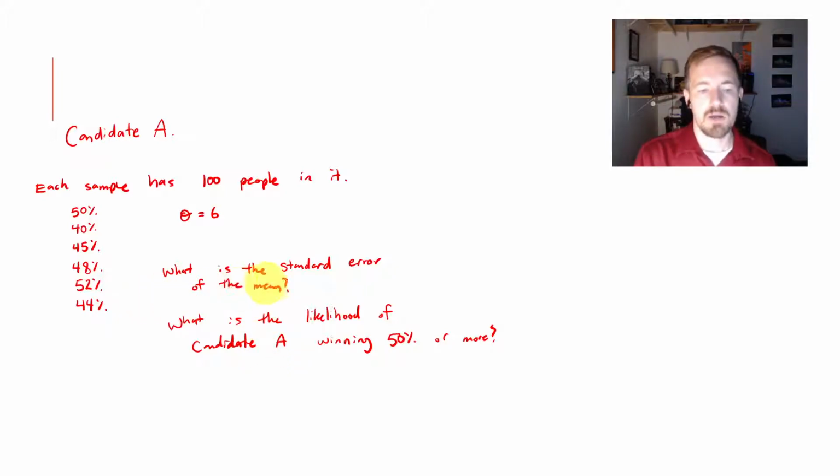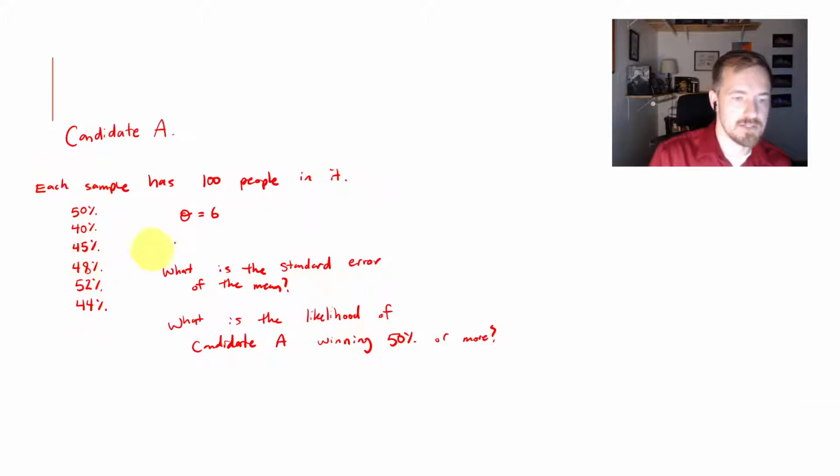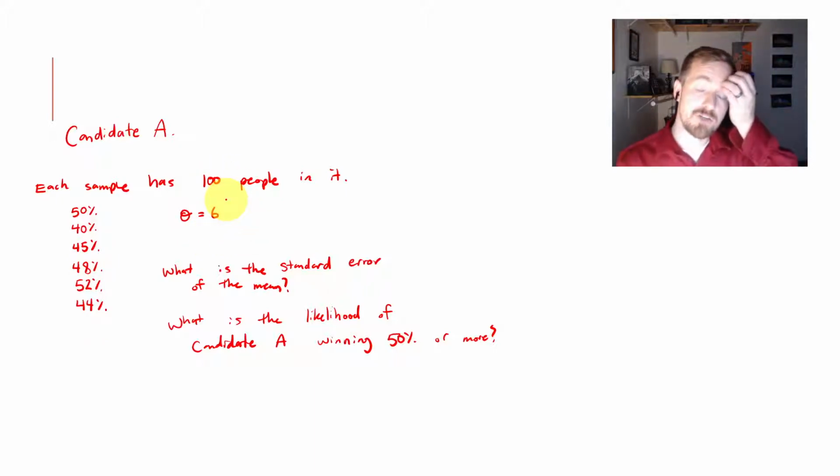There are two important questions here. What is the standard error of the mean using this info? And what is the likelihood that candidate A can win over 50% or more when we count all the votes? So we have 6 samples here, and each of them has 100 people in it.